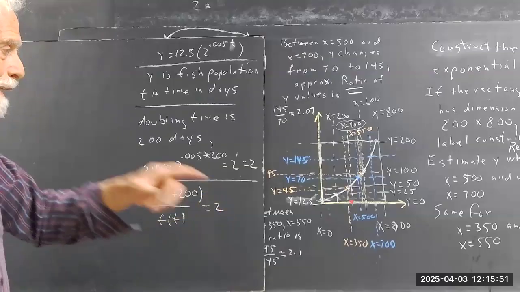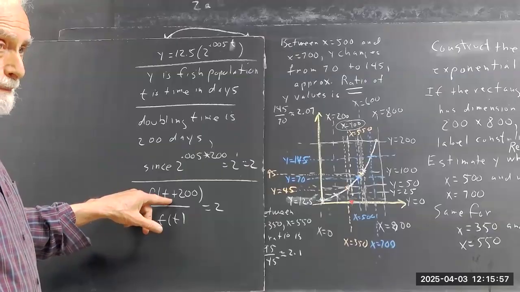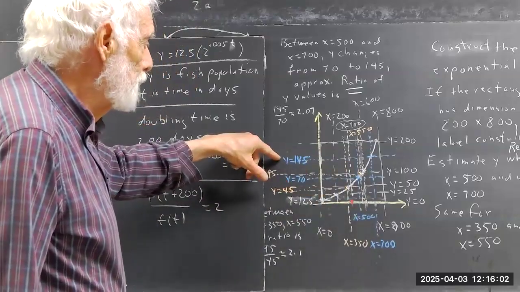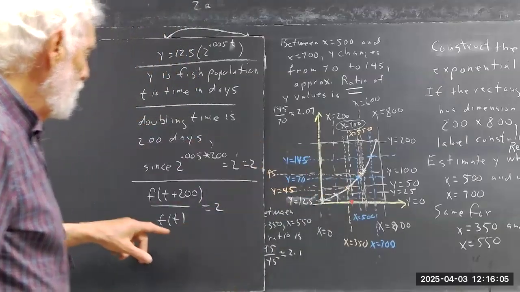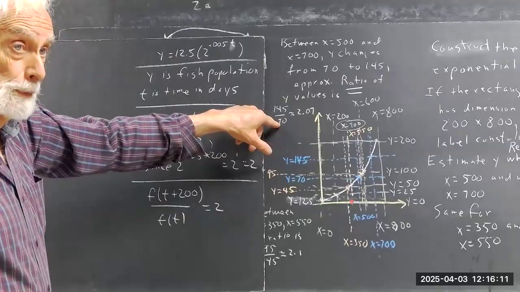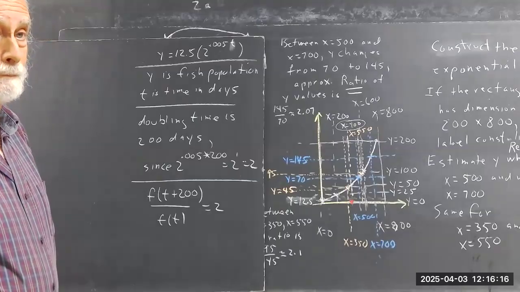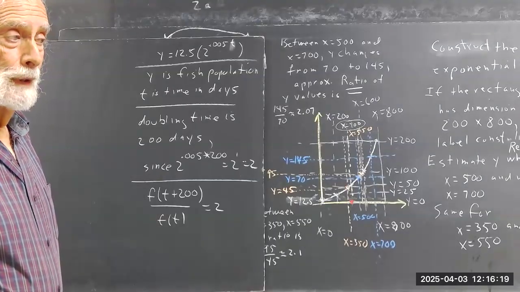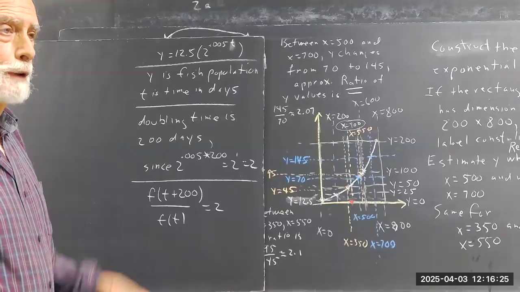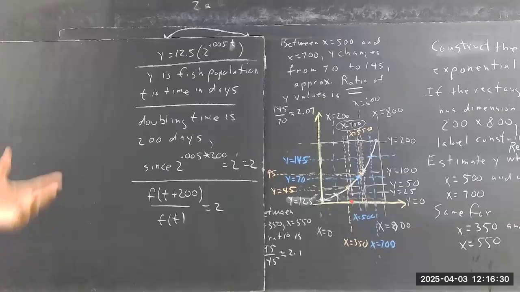If t is 500, t plus 200 is 700. F of 700, which we estimated to be 145, divided by f of 500, which we estimated to be 70, is pretty close to 2 by our estimates. And if we do it with the function, it comes out exactly 2. If we don't use any rounding off in our calculator, it should come out exactly 2. If you round off anything, it'll come out 1.999 or something like that. Okay? 2.0.